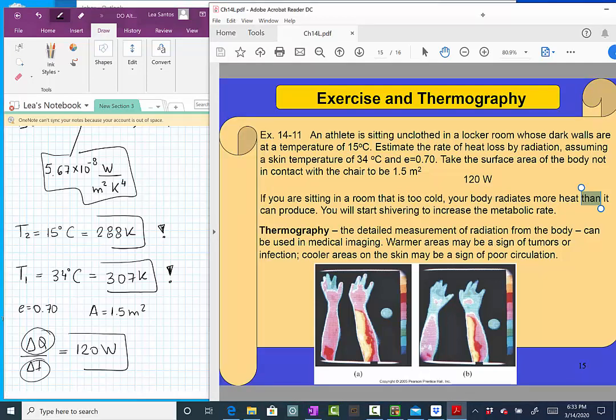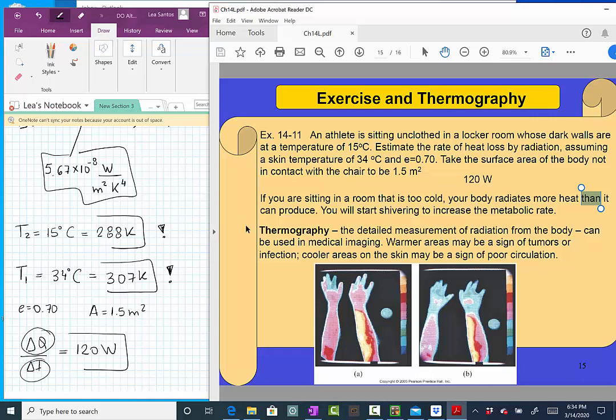There is an interesting comment here, which you as a student of biology know: if we are in a room that is too cold, our body will be radiating more than what it can produce and more than what it's absorbing from the surroundings. There will be a point where we start feeling very cold, and we'll start shivering to try to increase our metabolic rate. But if this is still not enough, you may eventually die. So better to get protected.